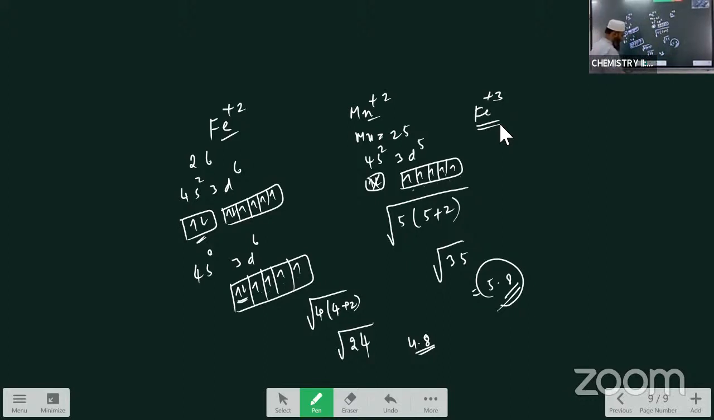I have completed 2 properties. The first one is variable oxidation state. A simple question from variable oxidation state: which is stable, Mn plus 2 or Fe plus 2? Okay, so what will you write? Mn plus 2 is stable due to half filled configuration.